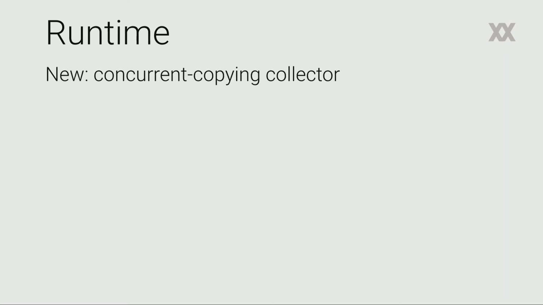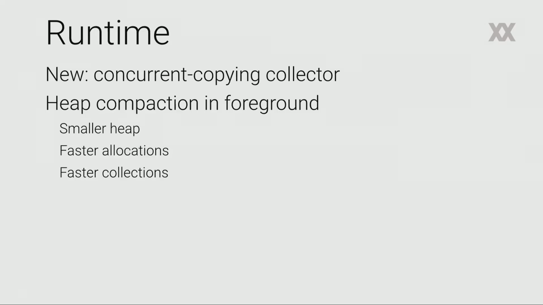All right, some changes in runtime. We heard about some of these this morning, and there's more about it this week. New concurrent copying collector, making everything basically faster and better. Concurrent copying means no pause time except when there's a full GC. So it can do all the stuff that it needs to do in the background while you're doing other stuff. In particular, one of the really cool things that it can do is actually compact the heap in the foreground.